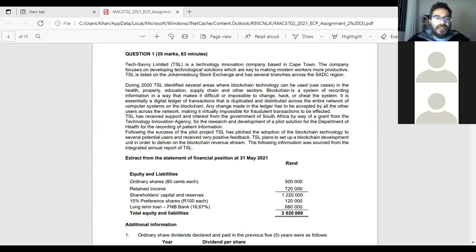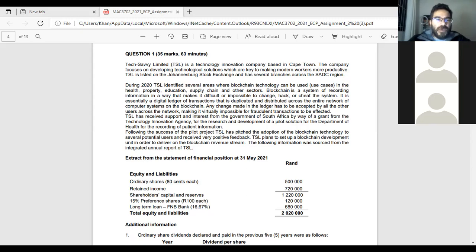So they say Tech Savvy Limited, TSL, is a technology innovation company based in Cape Town. The company focuses on developing technological solutions which are key to making modern workers more productive. TSL is listed on the Johannesburg Stock Exchange and has several branches across the SADC region. Take note, they are a listed company. It's important to pick that kind of stuff up in financial management.